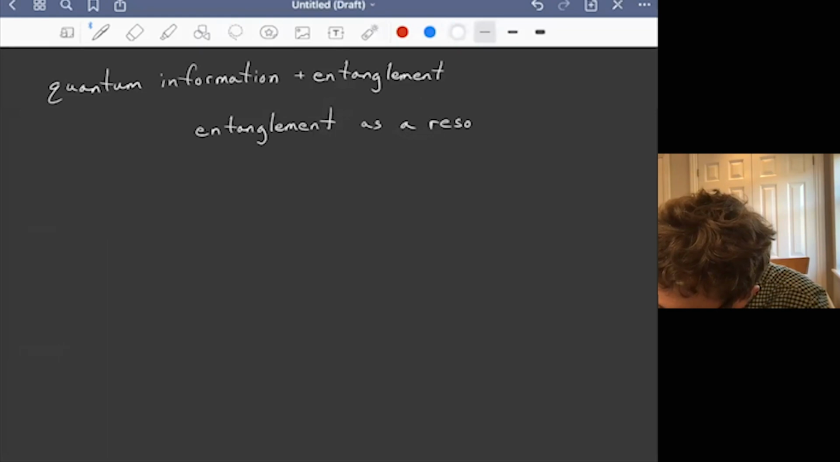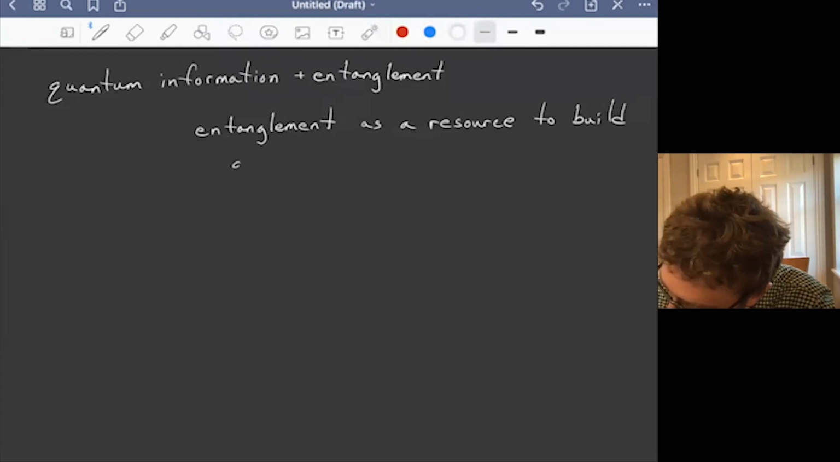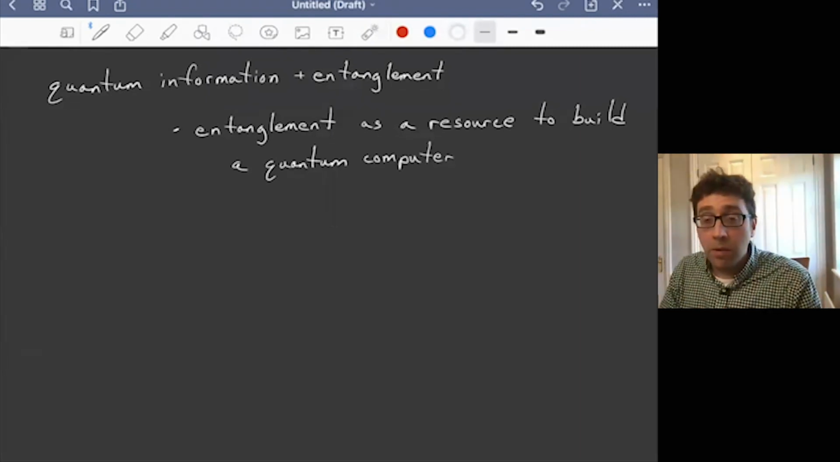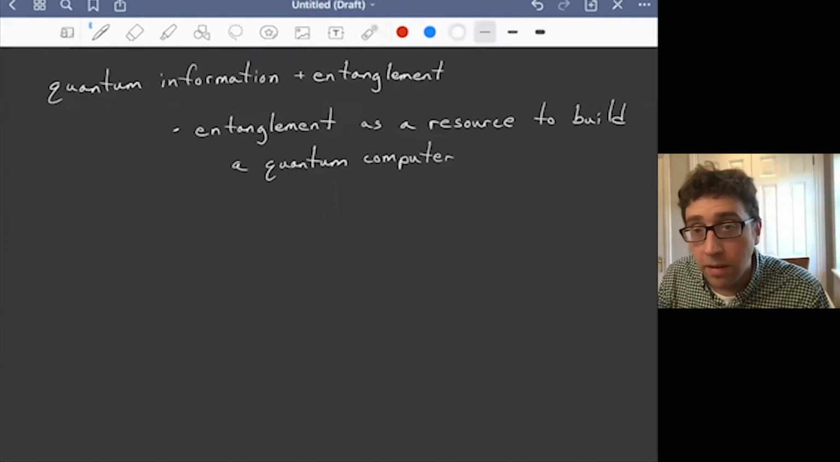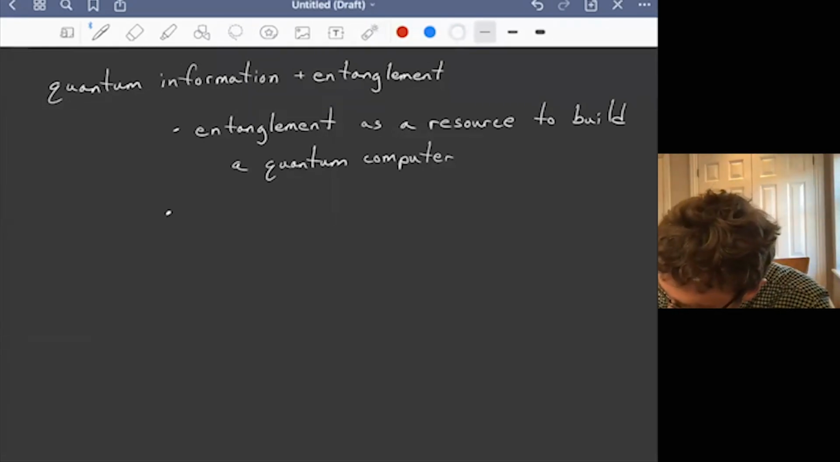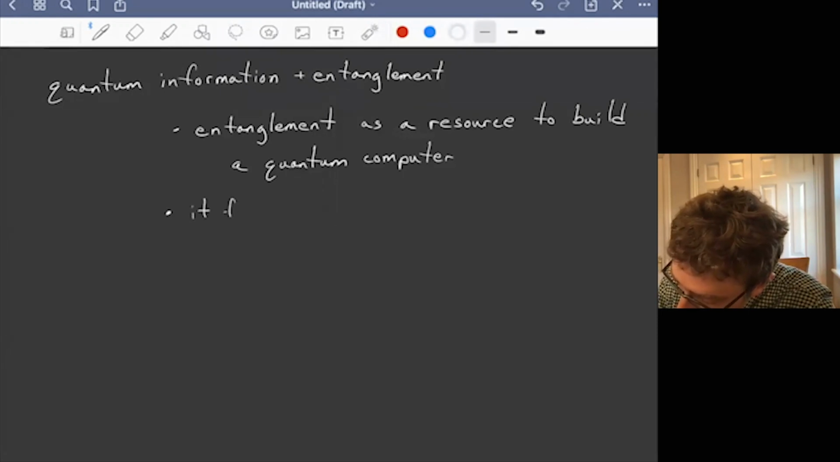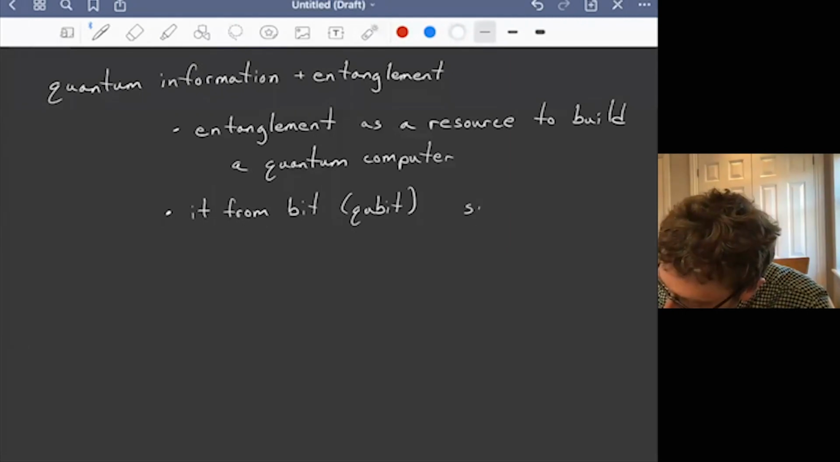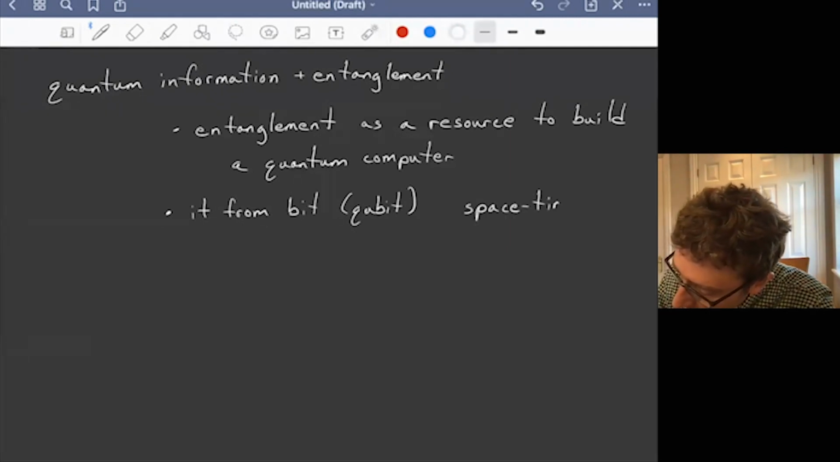But you can think of this entanglement also as a resource. This is the jargon they use to build a quantum computer. So if you understand these issues of quantum entanglement and quantum information well enough, maybe it will help from a theoretical point of view of developing algorithms and methods for building quantum computers. And on our side of the fence, there's this notion of, what is it, it from bit or qubit, that I think John Wheeler was first espousing, that you could maybe somehow understand space-time itself as emerging from information.